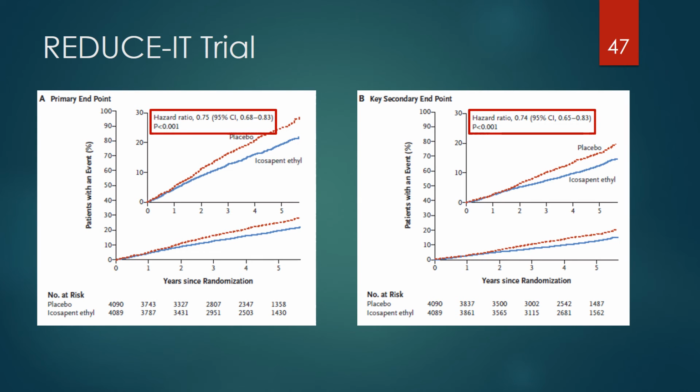So here's a look at the primary endpoint. There were statistically fewer cardiovascular endpoints in the icosapent group as compared to placebo. Same thing with secondary endpoints. And it takes between 3 and 4 years before you really start to see some separation and difference in patients.